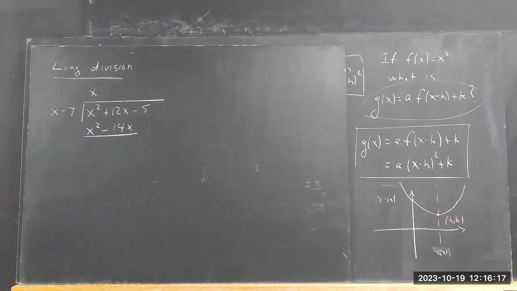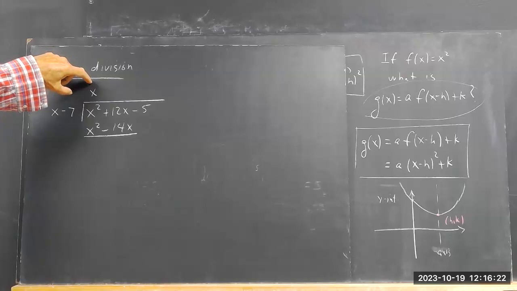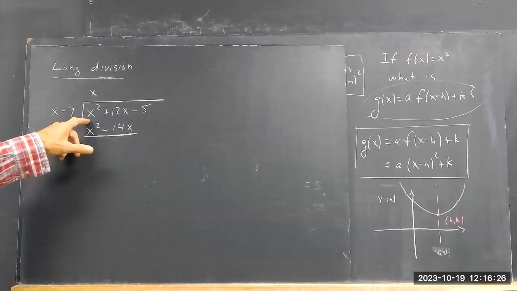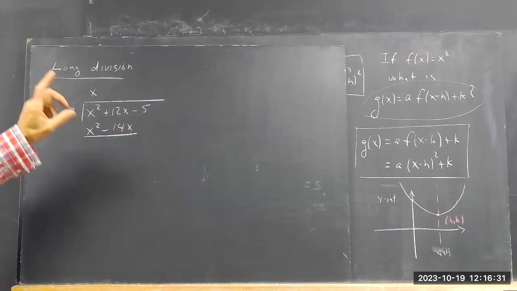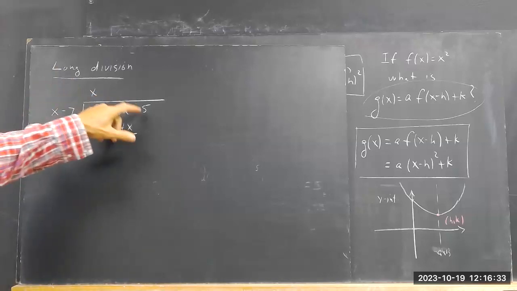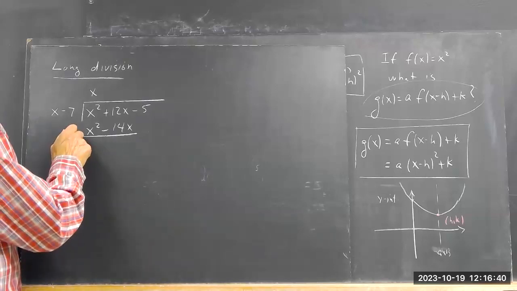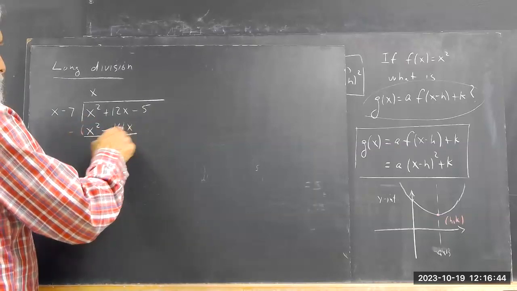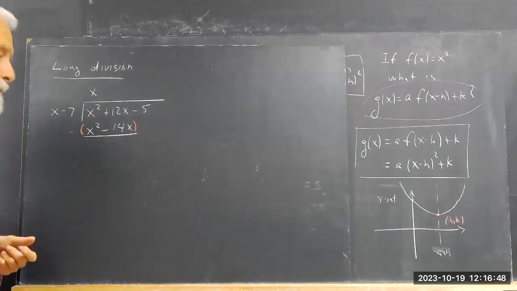Which means that if you multiply x minus 7 by x, how much of this polynomial do you have? You have all of what you have here. What you lack is what you have here minus what you have here. So what we need to do, you might not understand that, but we need to subtract all of this. Okay.